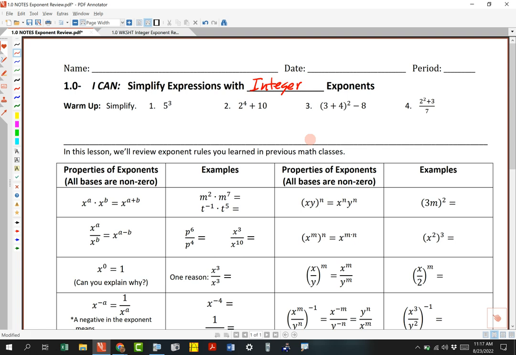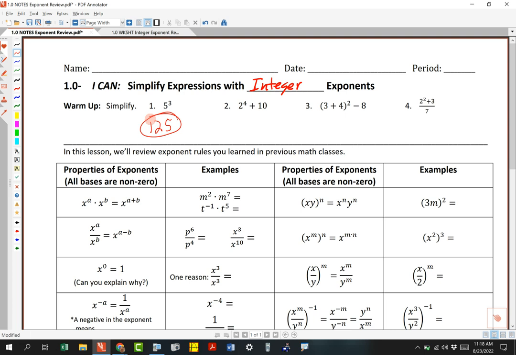Zach. 125. It is 125. Can you tell us how you know it's 125? So it would be 5 times 5 times 5. Very good. 5 to the third means the exponent tells you how many times you use the base, so it's 3 5s. 5 times 5 is 25 times 5 is 125.